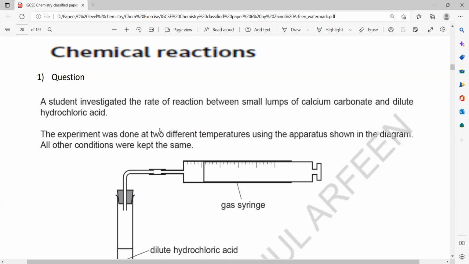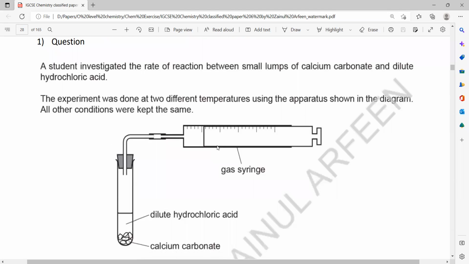So a student investigated the rate of a reaction between small lumps of calcium carbonate and dilute hydrochloric acid. This is page 28. The experiment was done at 2 different temperatures, using the apparatus shown in the diagram. All other conditions are kept the same. After the session, once we finish, you have to send the picture, the image of the questions we discussed today.